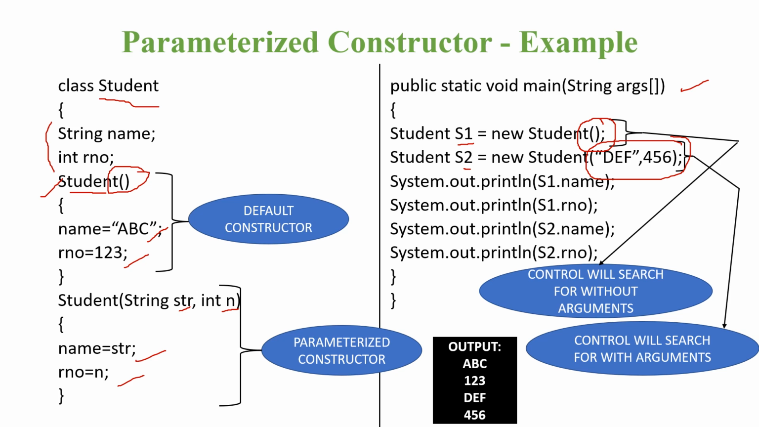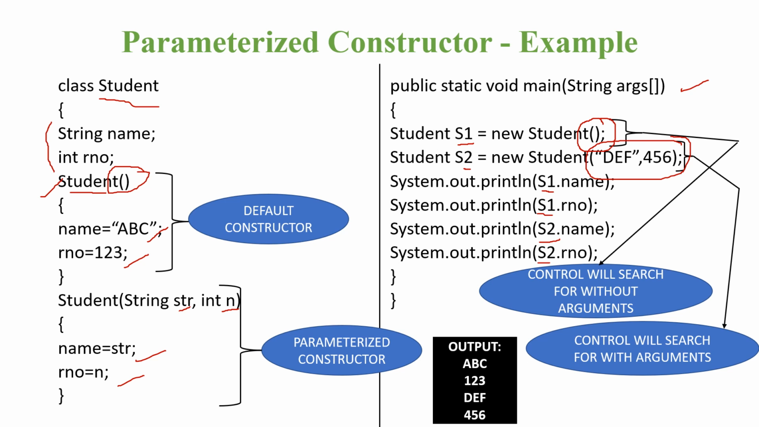Now I am going to print the statements. I'm going to print the statements with objects, because I have used instance variables. For accessing those instance variables, I have to use objects. So that's why s1.name, s1.roll number, s2.name, s2.roll number.